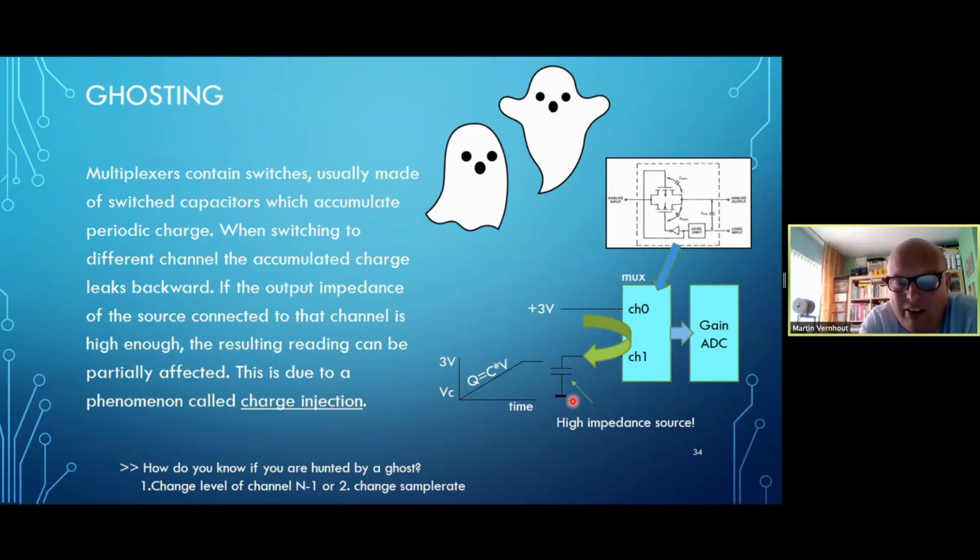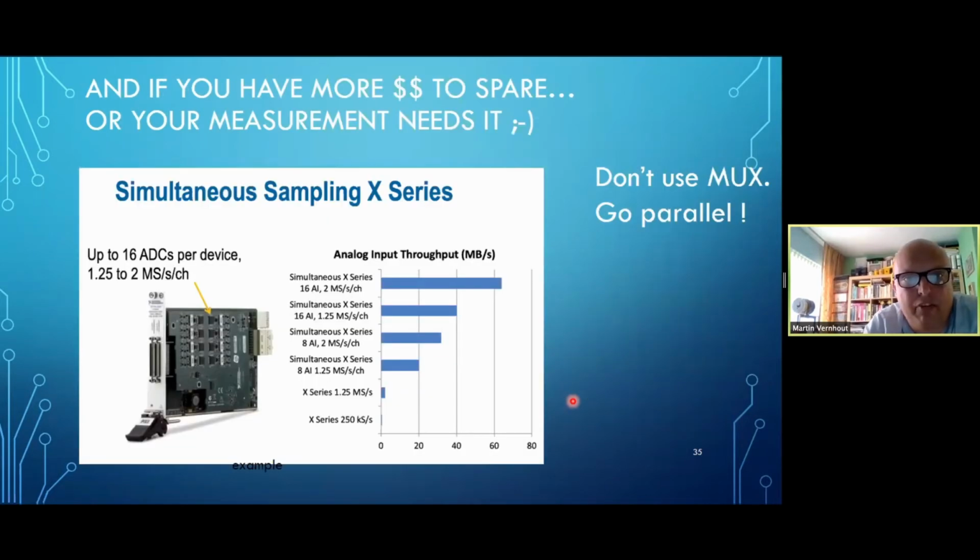First, change the level of the previous sample channel and see if that makes a difference. And number 2 would be change your sample rate, because that charge injection happens at the sample rate. So if you run it 10,000 times a second or 50,000 times a second, when you operate it at 50,000 times a second, the charge which you're moving around from channel 0 to channel 1 is 5 times as large. So that will speed up the increase of the voltage on the capacitor 5 times. Simple as that. So if you have more money to spend, or your measurement needs it, don't use a mux, go parallel.